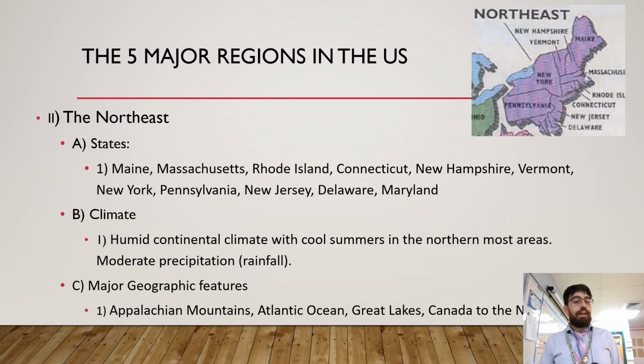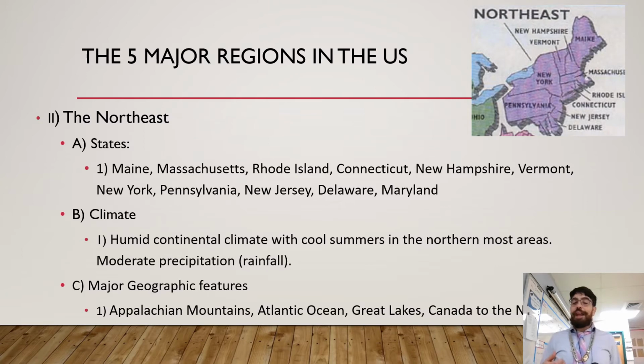So let's begin. The first one, we're going to look at the Northeast. The states are Maine, Massachusetts, Rhode Island, Connecticut, New Hampshire, Vermont, New York, Pennsylvania, New Jersey, Delaware, and Maryland. First thing, let's look at some climate. They have a humid continental climate with cool summers in the northernmost areas, and they have moderate precipitation.